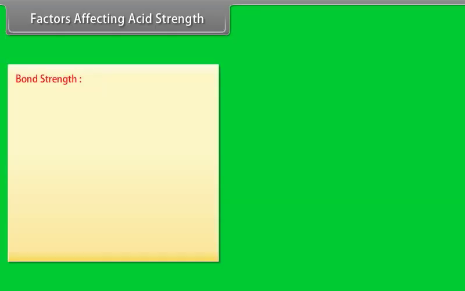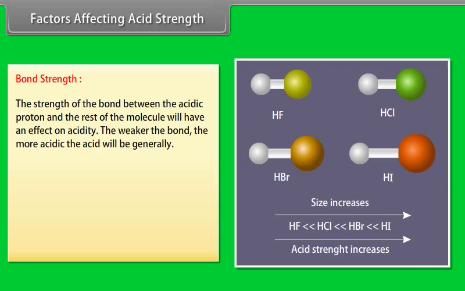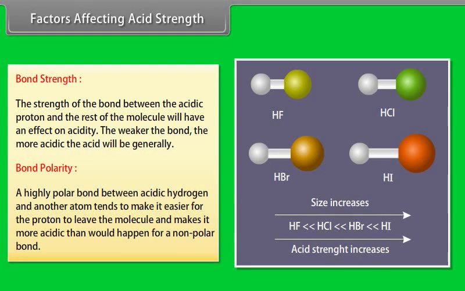Factors affecting acid strength. Bond strength. The strength of the bond between the acidic proton and the rest of the molecule will have an effect on acidity. The weaker the bond, the more acidic the acid will be, generally. Bond polarity. A highly polar bond between acidic hydrogen and another atom tends to make it easier for the proton to leave the molecule and makes it more acidic than would happen for a non-polar bond.